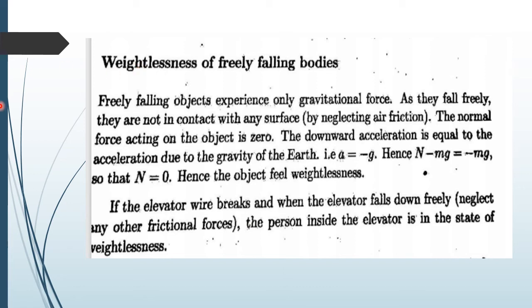Now, weightlessness. Here we can find one particular case, which is the weightlessness of a freely falling body. Freely falling objects experience only gravitational force. That is, as they fall freely, they are not in contact with any surface. That means there is no reaction force acting on the body. So, the normal force acting on the object is 0. So, it experiences no normal force. Now, the downward acceleration is equal to the acceleration due to gravity. That is, a is equal to minus g.